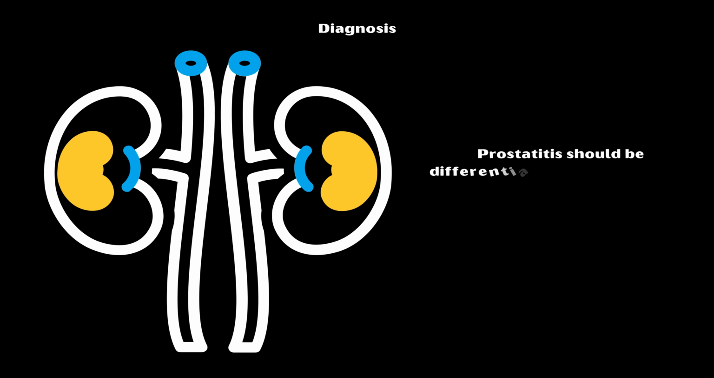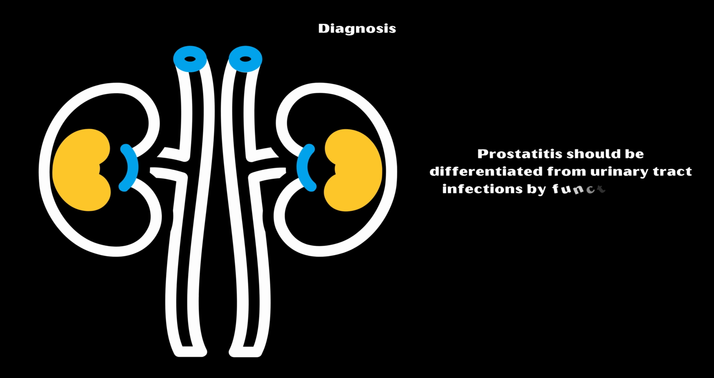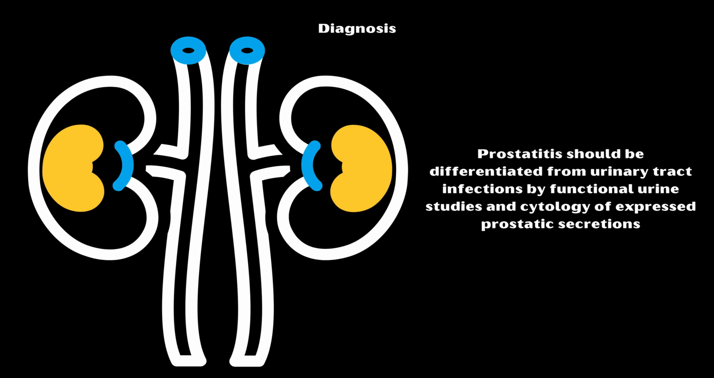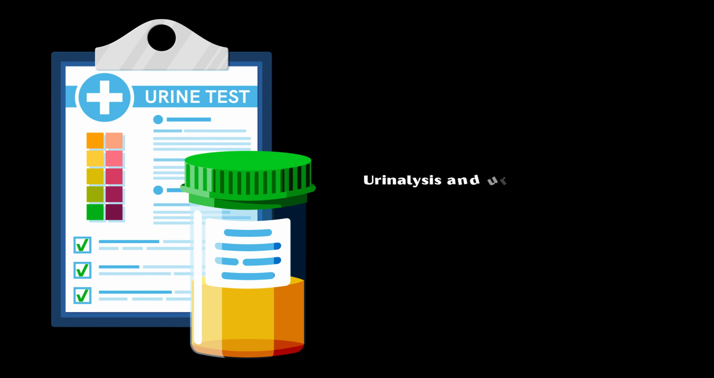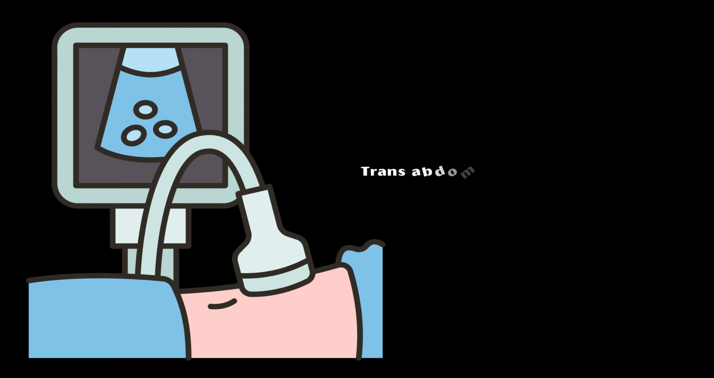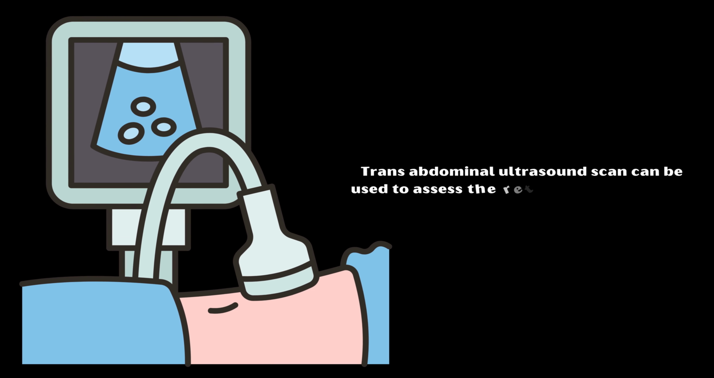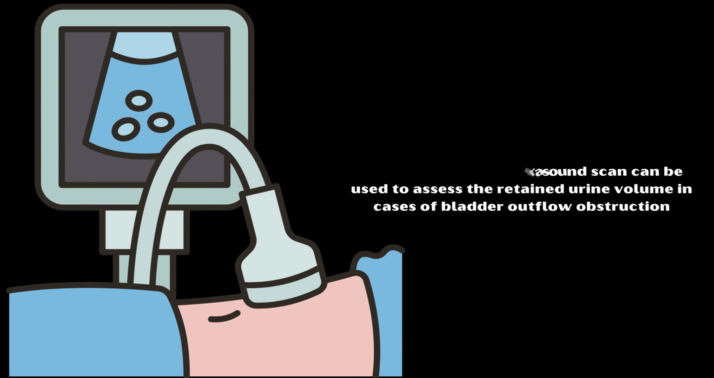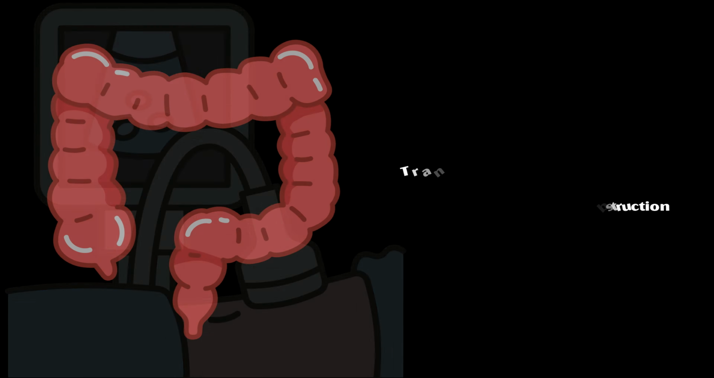Prostatitis should be differentiated from urinary tract infections by functional urine studies and cytology of expressed prostatic secretions. In addition, urinalysis and urine cultures can help identify the causative organism. Trans-abdominal ultrasound scan can be used to assess the retained urine volume in cases of bladder outflow obstruction. Trans-rectal ultrasound scan can identify the characteristic features of prostatitis. Treatment of prostatitis depends on the type of syndrome.